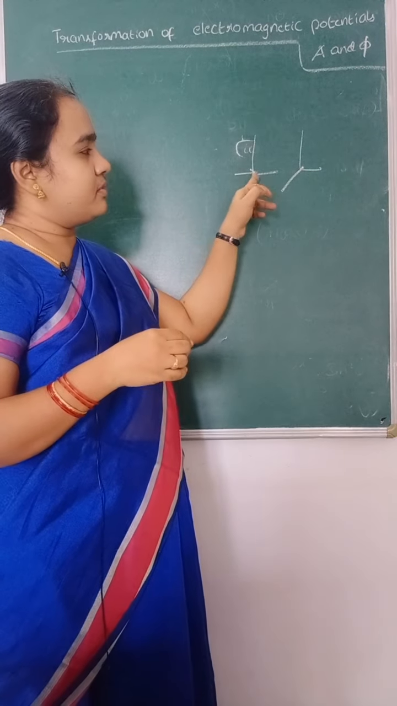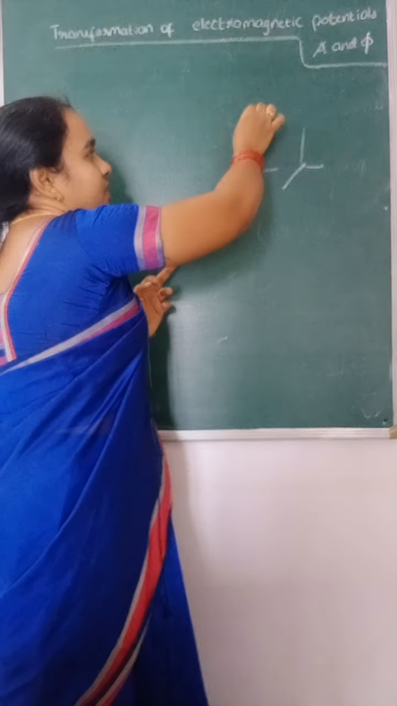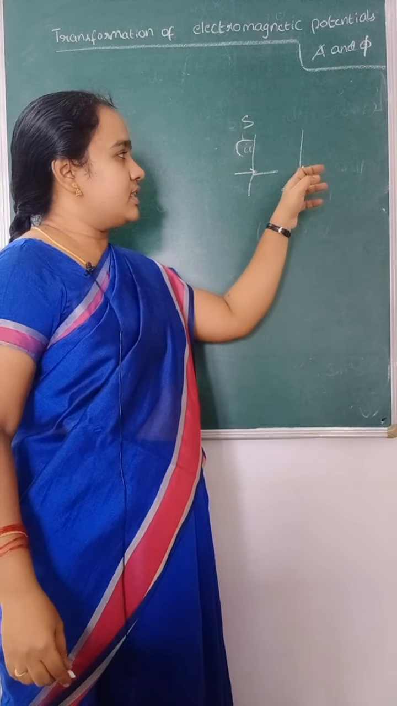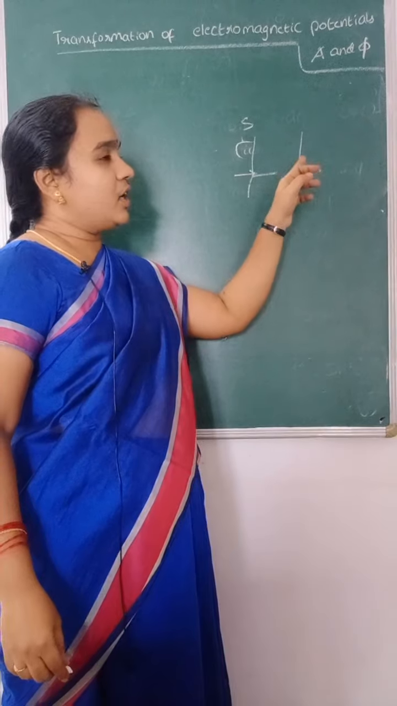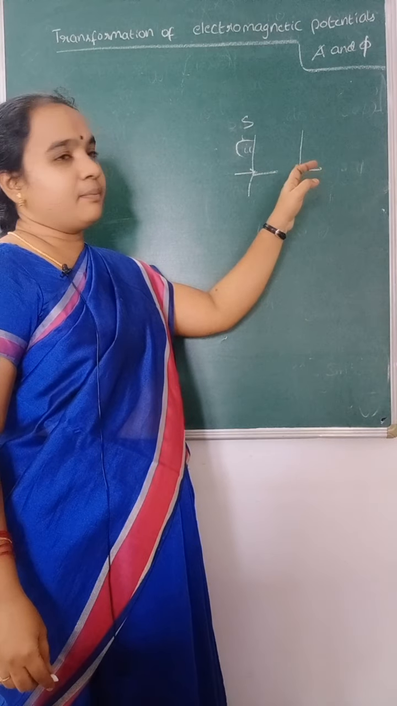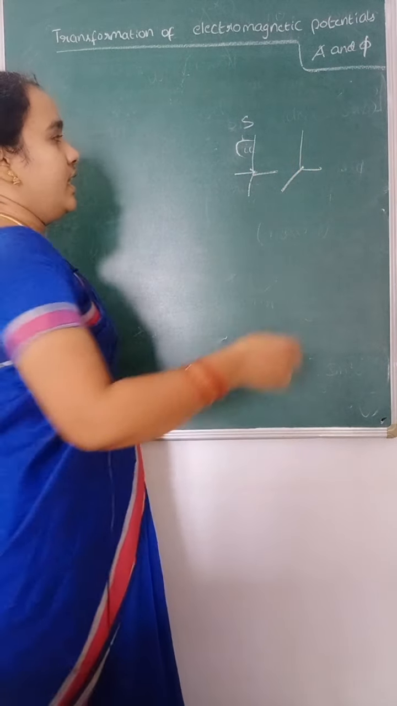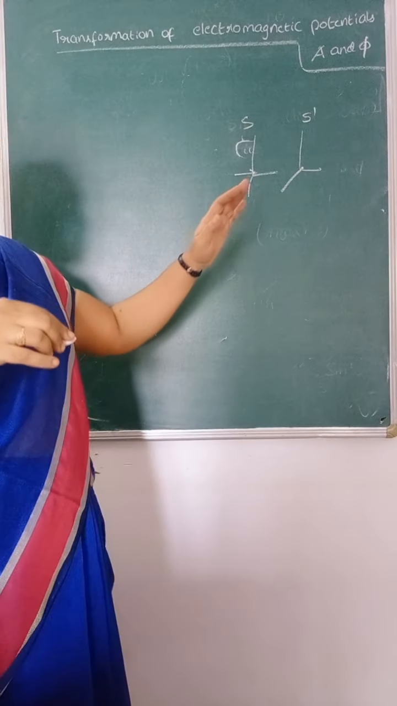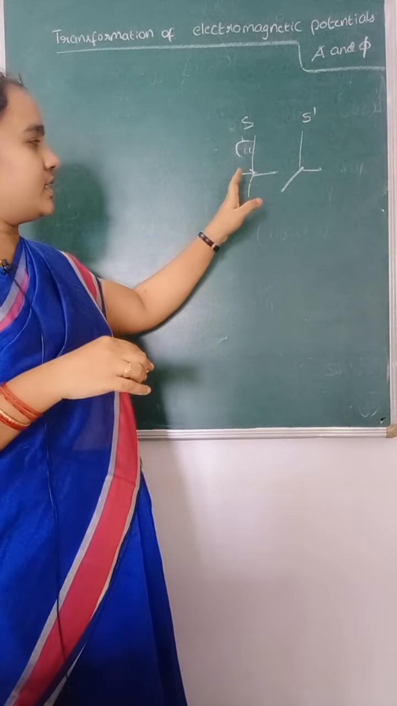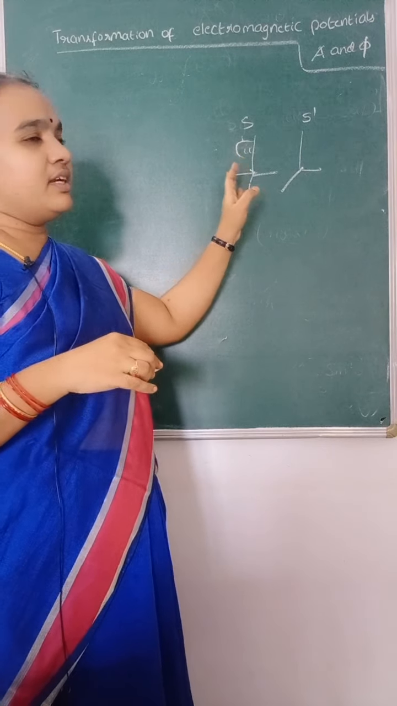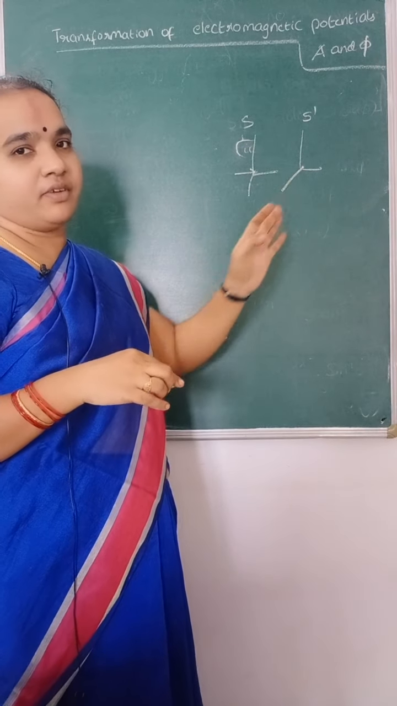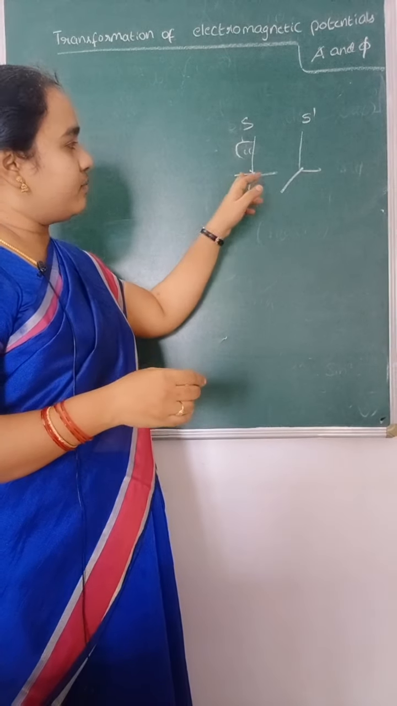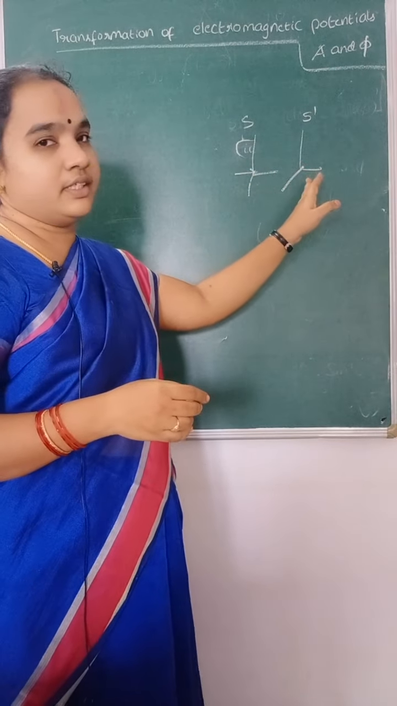Let us suppose that this is one frame of reference S. When the particle is moving at a particular distance, then in order to define the position of that particle, we should assign another inertial frame of reference. So relative to the fixed inertial frame of reference, we will define another frame of reference. There should be some transformation from this system to this system.